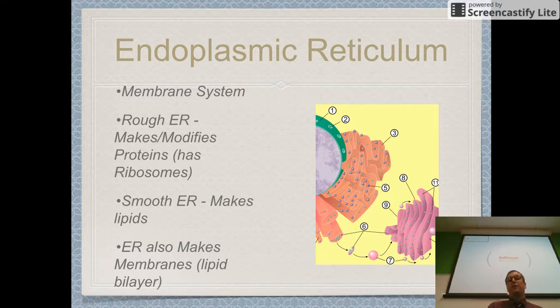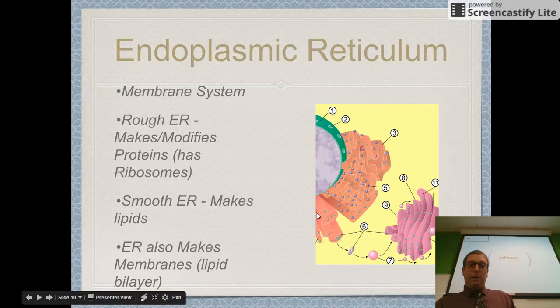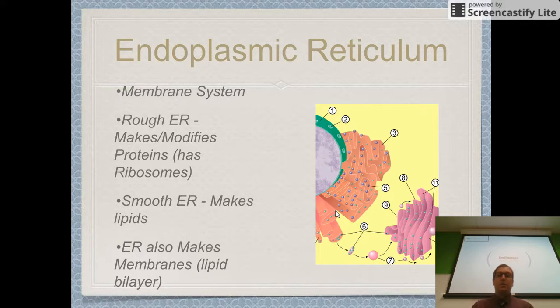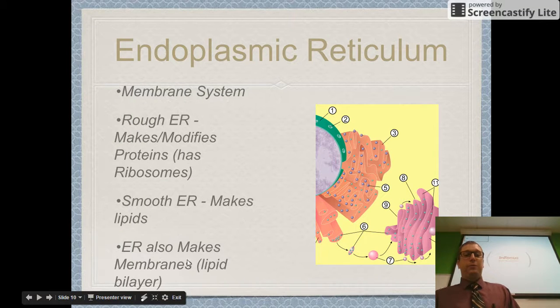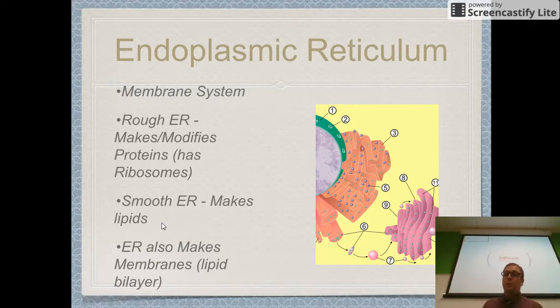There's another type of endoplasmic reticulum that is called smooth, right here. It's not dotted with ribosomes. The smooth endoplasmic reticulum makes lipids. And lipids are fat molecules, and every time we talk about a membrane, it's made of lipids, made of fat. So you must have fat in your cells for them to work. That's why the endoplasmic reticulum also makes membranes, because they're made of lipids.